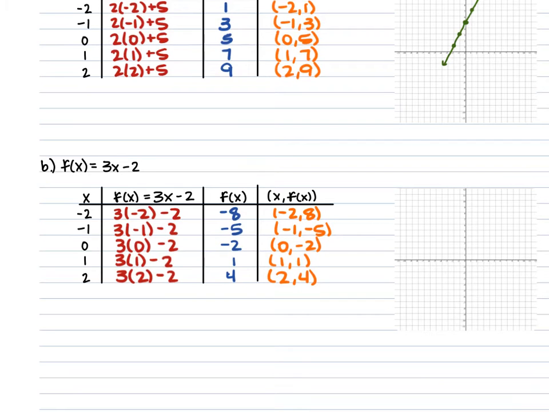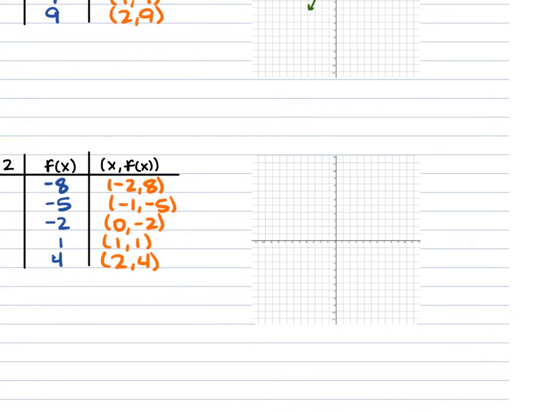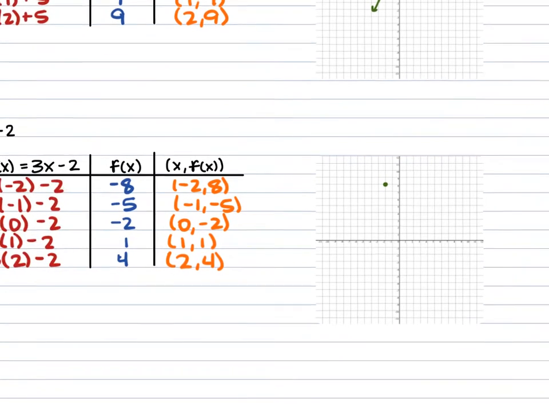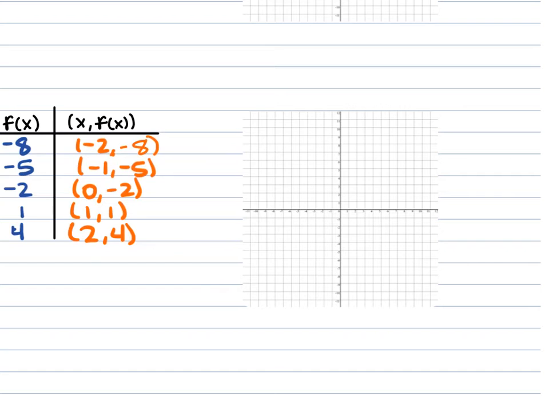So from here, we're just going to plot these points. We have negative 2, 8, so we're going to go to the left 2, up 8. Plot the point there. Then negative 1, negative, this should be a negative 8, not a positive 8. Hold on. So then this, oops, erase the whole thing. Alright, so negative 2, negative 8. We're going to go to the left 2 and down 8. Then plot that point. That's right.